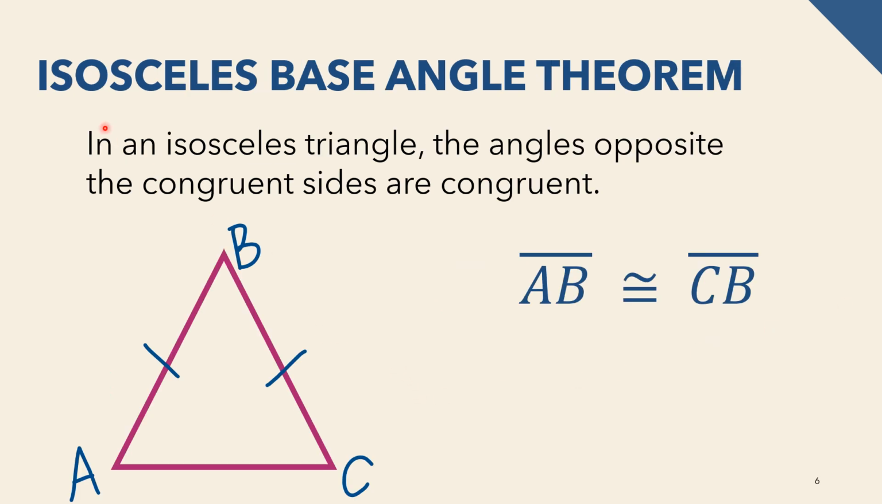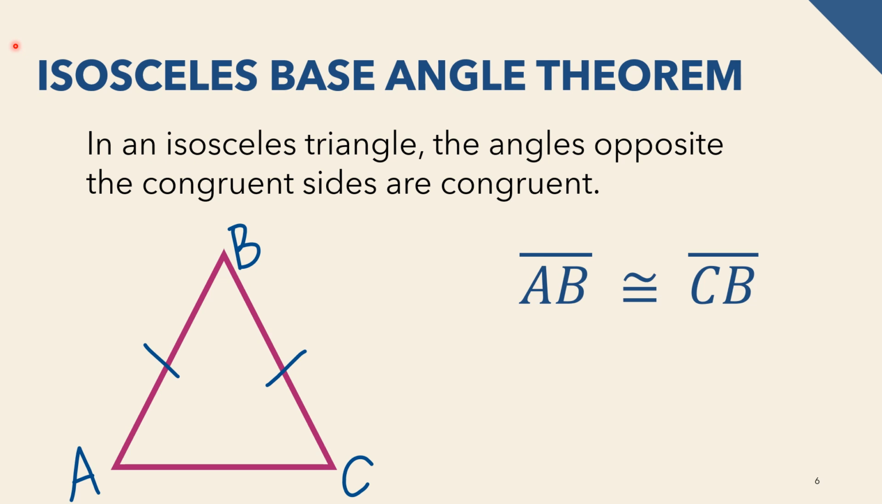All right, next we have a really useful theorem. It's called the isosceles base angle theorem, and it says that in an isosceles triangle, the angles opposite of the congruent sides are congruent. So remember, isosceles triangles are triangles that have at least two sides that are congruent.